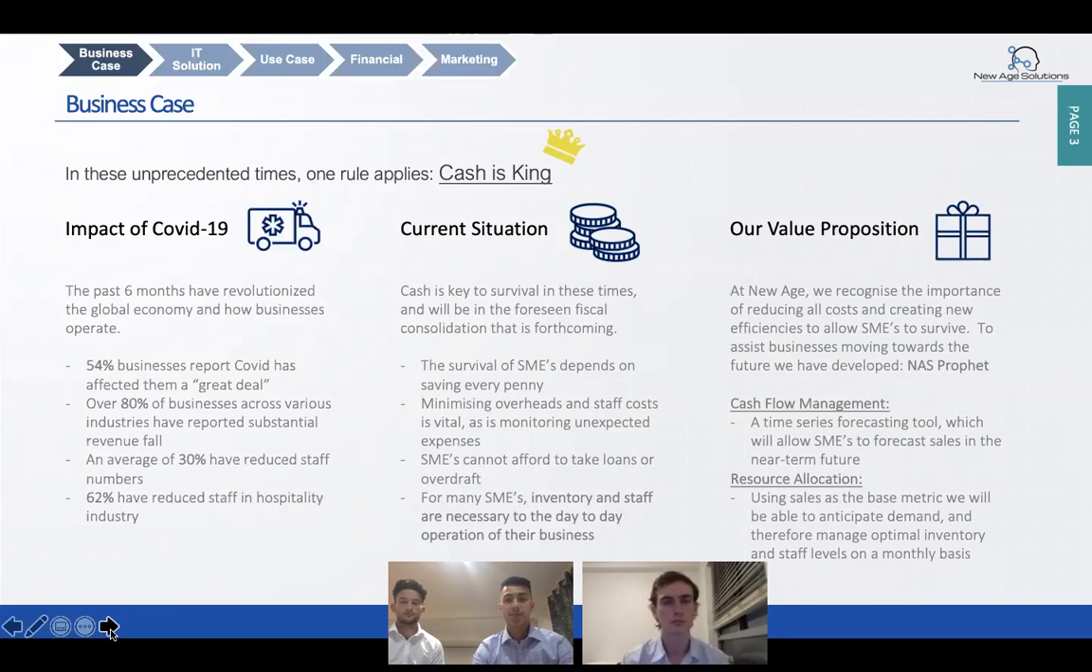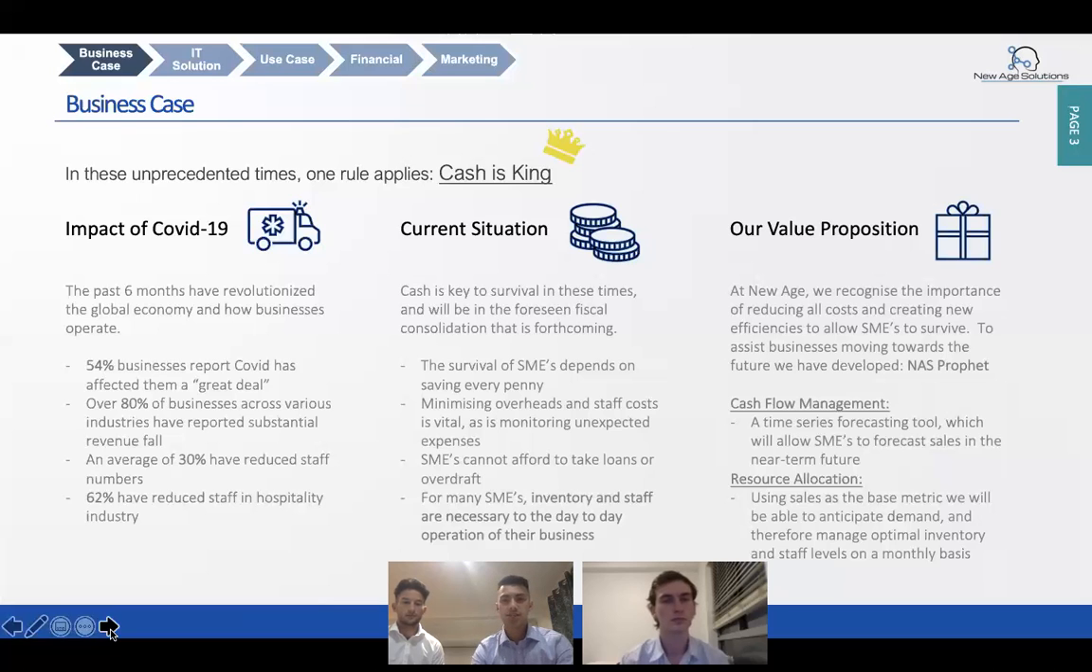And many businesses have reported as well that they've had to reduce staff numbers, and this is especially true in hospitality. So like I said, the current situation is cash is key to survival, and for SMEs, every penny counts. So this involves minimizing overhead, staff costs, inventory costs, and trying to mitigate unexpected expenses to whatever degree is possible. They also can't afford to take loans or resort to overdrafts as they're already under tremendous financial duress.